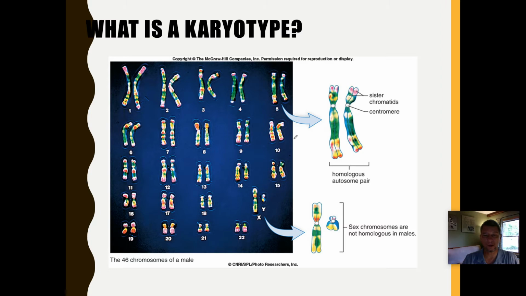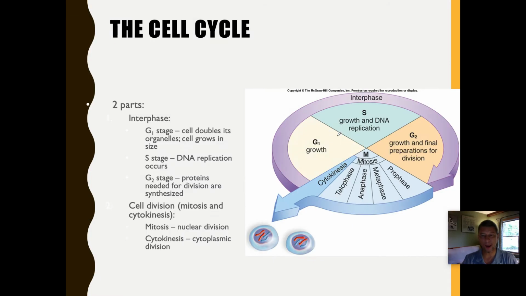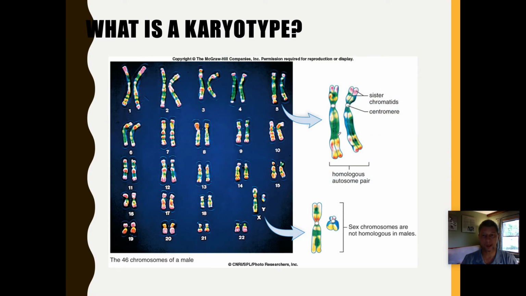The other thing that you should see is that each of these chromosomes is in a pair. They're actually tightly wrapped together. And so these chromosomes have replicated in preparation for cell division. And we'll get to that in just a second.